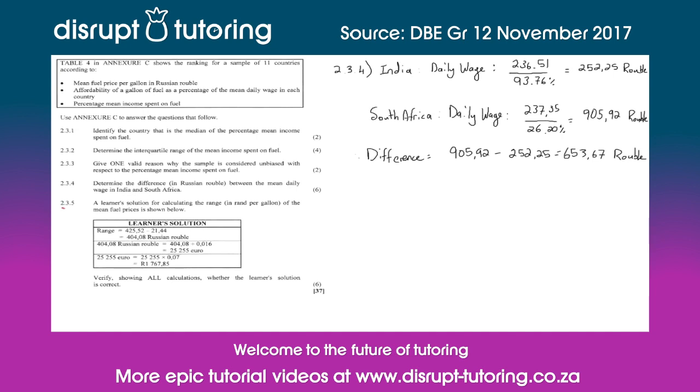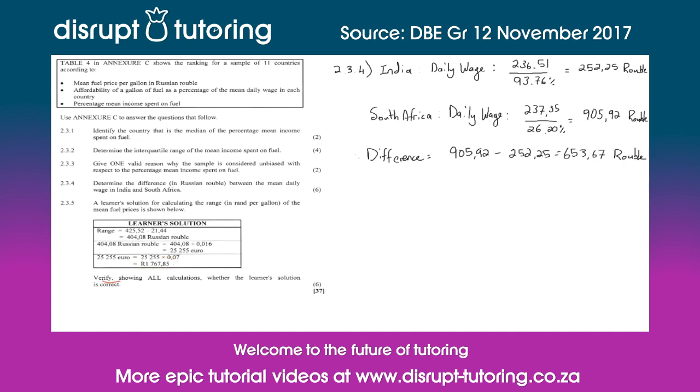Okay, and then on to 2.3.5. A learner's solution for calculating the range in now rands per gallon. So you can see we're going to need to do some conversion of the mean fuel prices as shown below. So they've shown the range. Remember, range is your highest value minus your lowest value. So 425 minus 21,44. Then their next step is to convert the Russian rubles into euros, and then converting euros into rands.